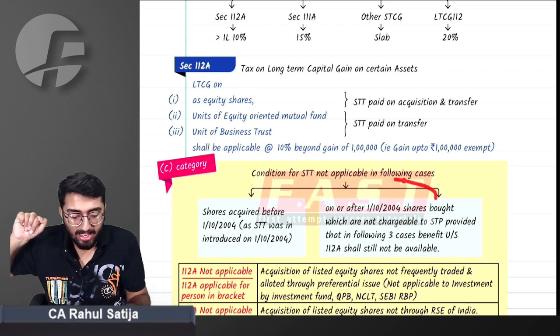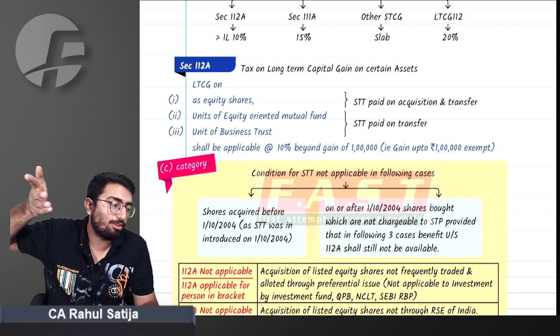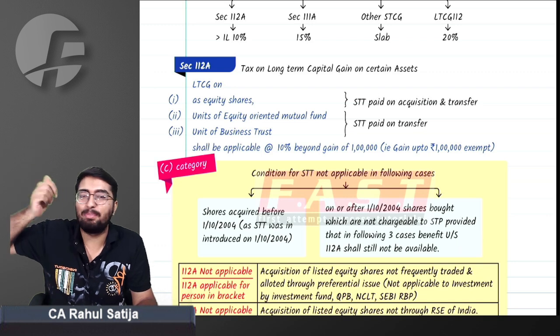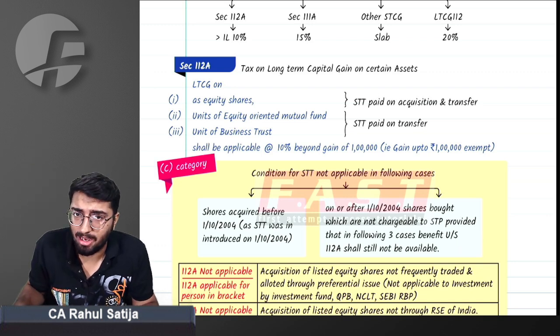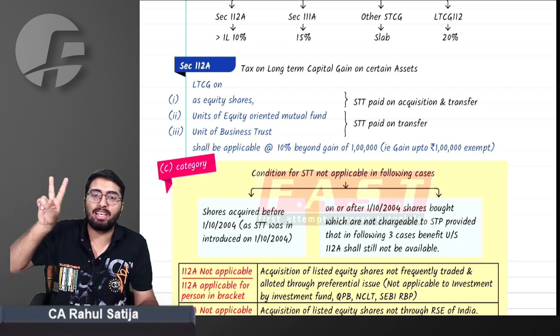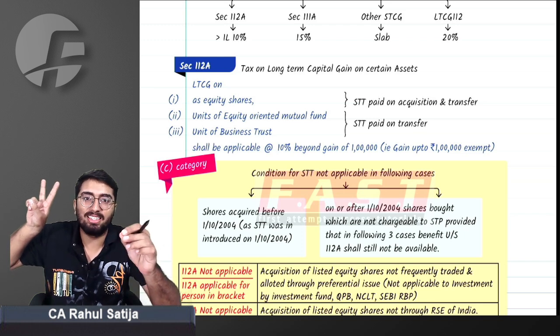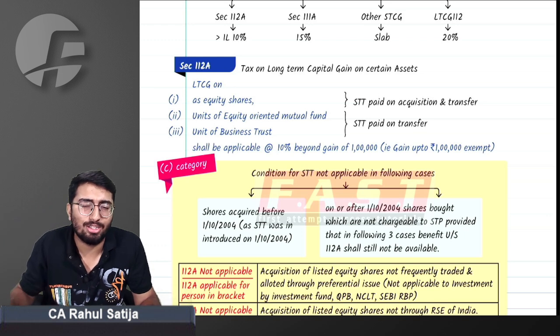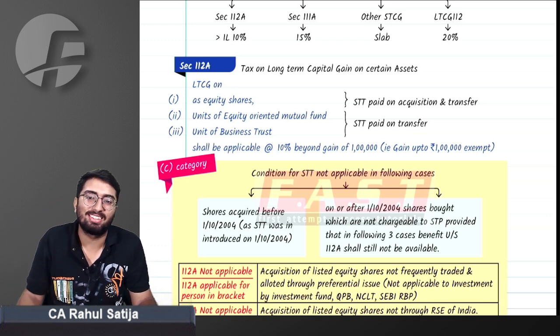And the second case, the cases where STT is not applicable. For example, if you buy ESOPs from the company, will STT be applicable? The right answer is STT will not be applicable. So in these two cases, even if you have not paid STT, you will still be eligible for this concessional tax rate under section 112A.